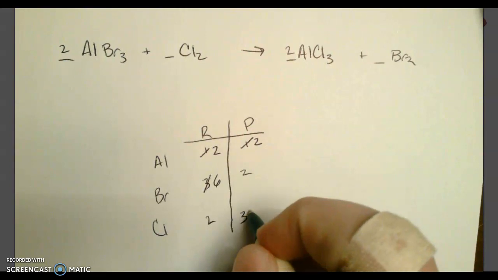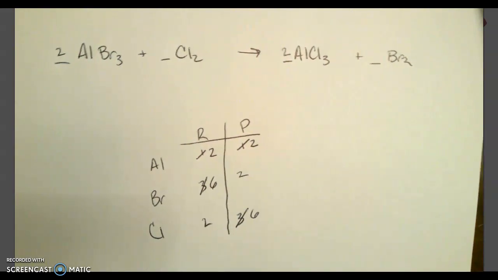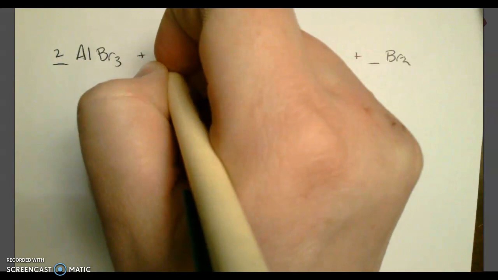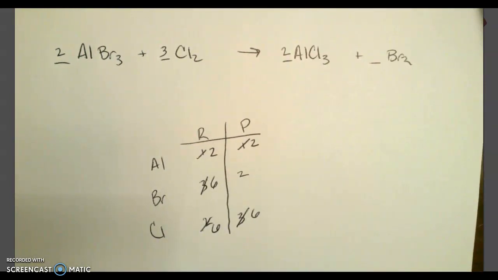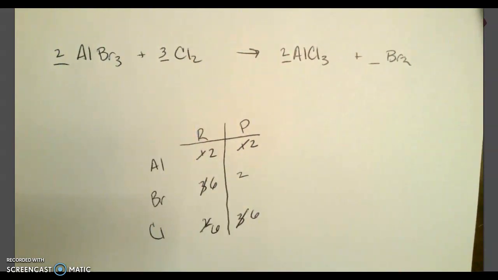2 times 3, the chlorine's going to be 6. And that chlorine was the thing that changed that we weren't expecting to change, so I'm going to go ahead and stick with that. I'm going to pop a 3 in front here, and that makes that 6. And nothing unexpected changed on this one, because chlorine's in the diatomic molecule by itself, so it's not with another type of atom that got changed.